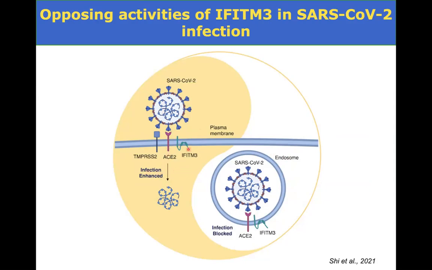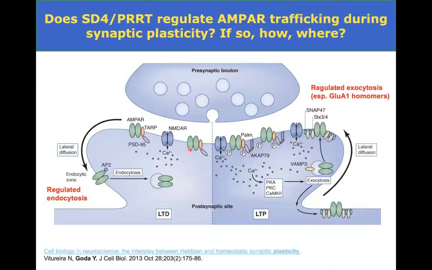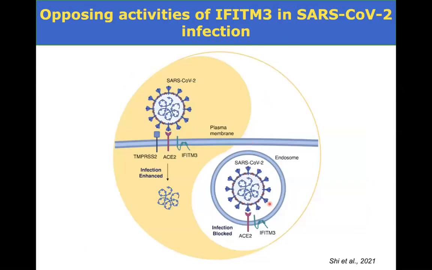So it could be that where the protein is localized will either allow for blocking of endocytosis or promoting of membrane fusion. So it could have this dual role, like these IFITMs are found.